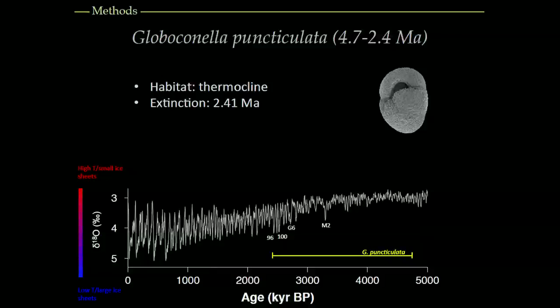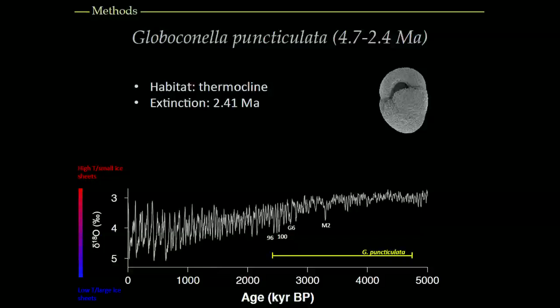The species I'd like to focus on today is Globicanella ponticulata. Its range was about 4.7 to 2.4 million years ago. The timing of its extinction is especially interesting because it occurred right around the intensification of Northern Hemisphere glaciation, when Greenland and North America became glaciated.